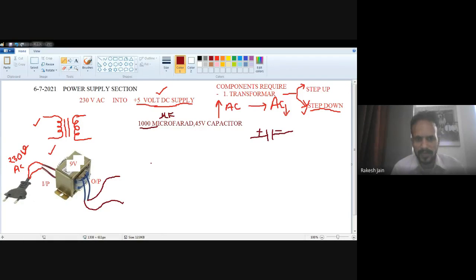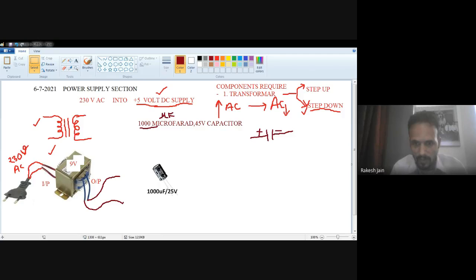So let it be like this. For the 45 volt or 25 volt, there is no problem. Any capacitor of 1000 microfarad, 16 volt is also available. So for any capacitor of 1000 microfarad, you should connect 40 volts.